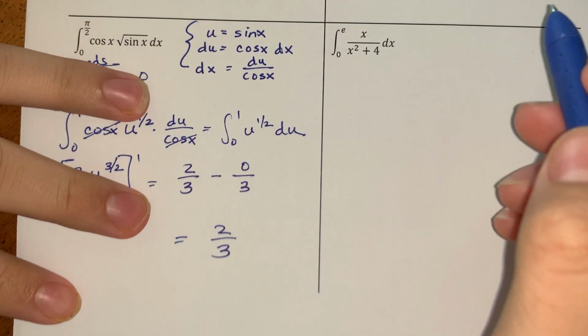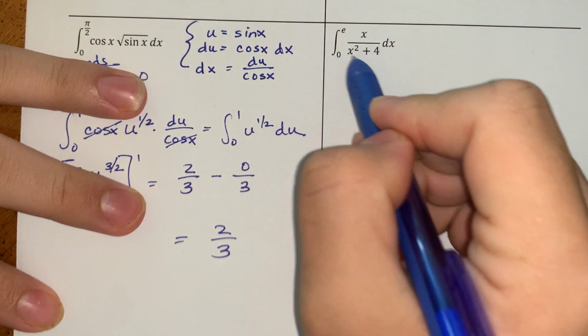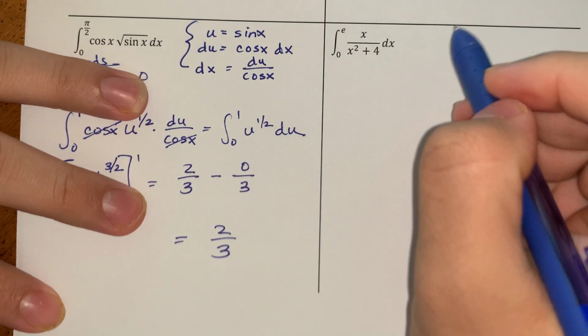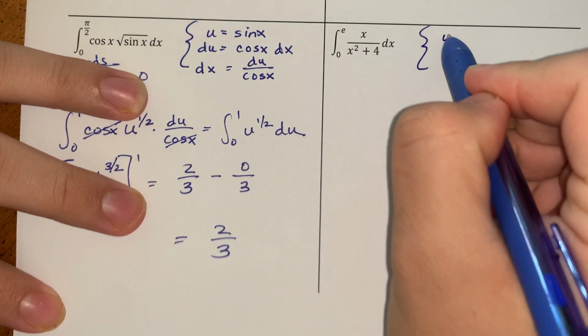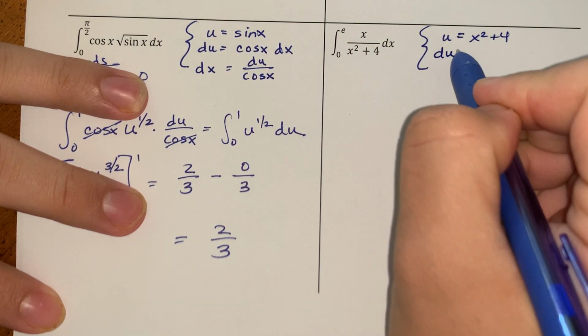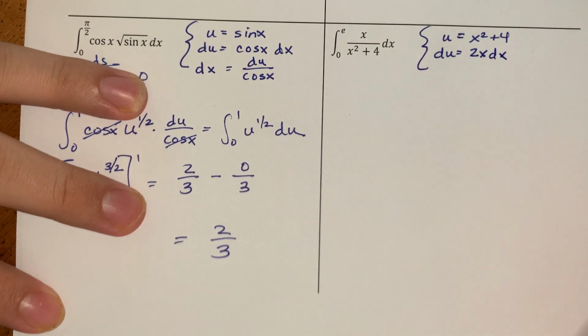If I have, it makes sense to make my denominator u, because the derivative of my denominator will equal that other portion of the function. So that's what I'm going to do. I'm going to set my u equal to x squared plus 4. du is equal to 2x dx. I'm going to go ahead and change my bounds as well.